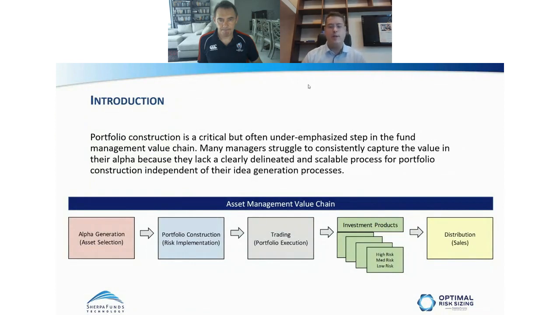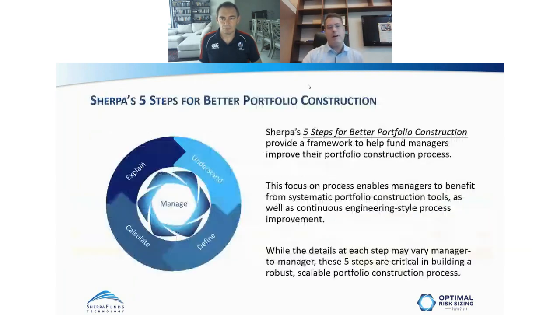So sales, investor relations. What we're going to focus on today is the portfolio construction piece, because in our experience at Sherpa, many managers spend most of their time on the alpha generation, the asset selection. Trading is obviously a very well known problem on its own, and sales is a separate concern. But many times the portfolio construction piece isn't a very well defined or scalable process for fund managers, and that causes them to be unable to capture all the value that's generated from their asset selections.